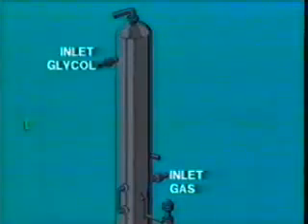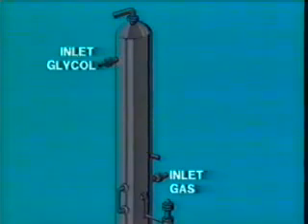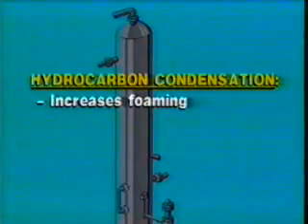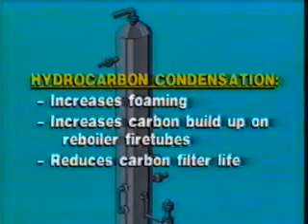Seal loss allows gas to bypass the trays and causes high outlet gas dew points and high glycol loss with the outlet gas. A glycol inlet temperature of 10 degrees to 15 degrees Fahrenheit higher than the inlet gas temperature prevents hydrocarbon condensation in the glycol. Hydrocarbon condensation increases foaming, increases carbon buildup on the reboiler fire tube, and reduces carbon filter life.